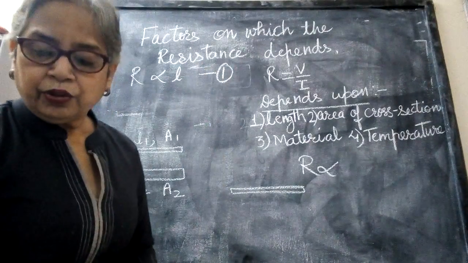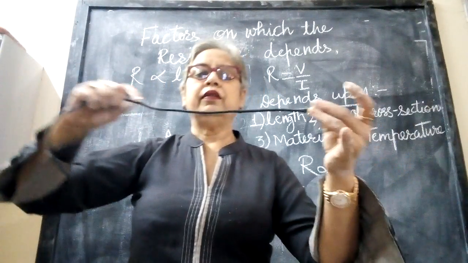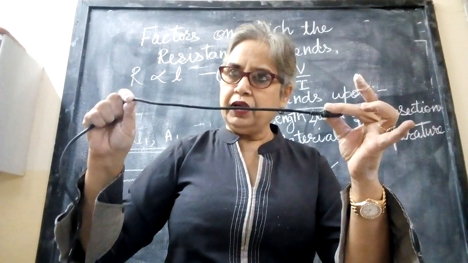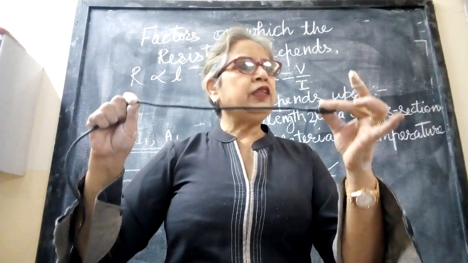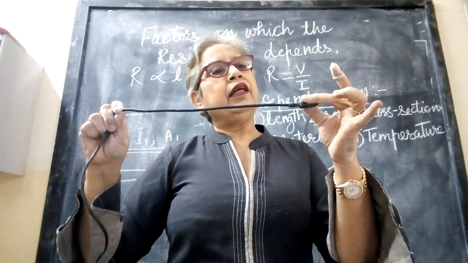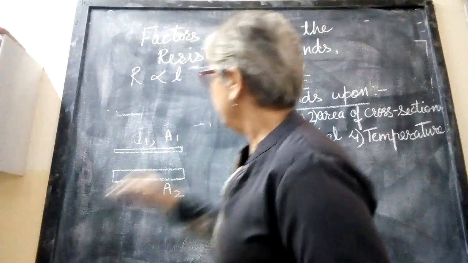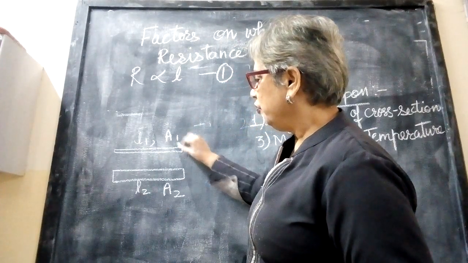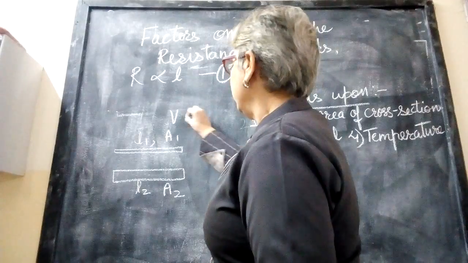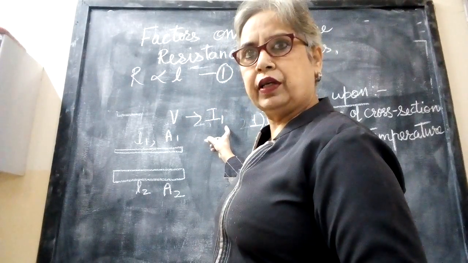Okay. Now students, what I did is, I took the wire of length L1 with area of cross section A1. The voltage of the battery is not changed, right? And I take the reading of the current. Fine. Now let us say this: length is L1, area is A1, voltage is V. Okay. And let us say the current is I1 for this voltage.